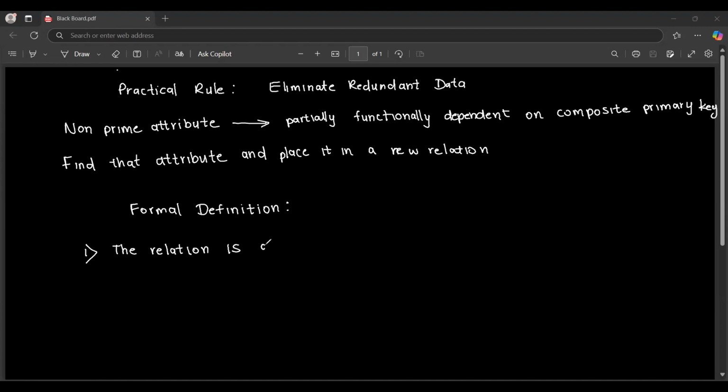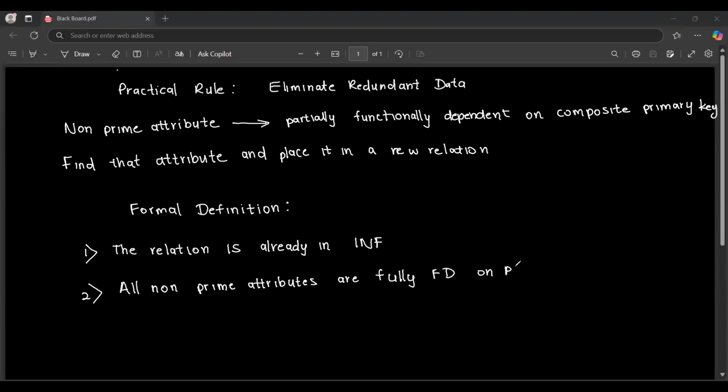So the relation is already in 1NF. And the second one, we have to make sure there is no partial functional dependency, so all non-prime attributes are fully functionally dependent, I will say FD, on the PK of the relation. This is the formal definition. If these two conditions are met, you can say the relation is in 2NF.